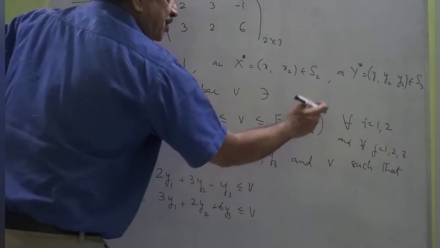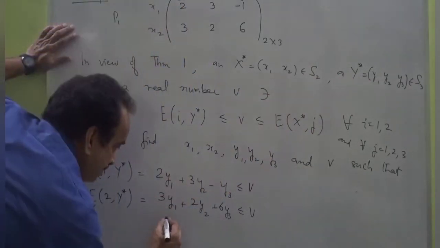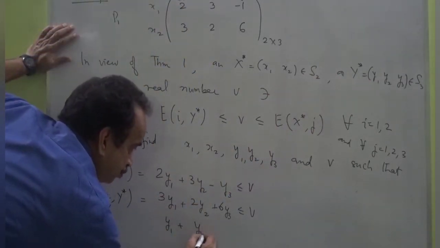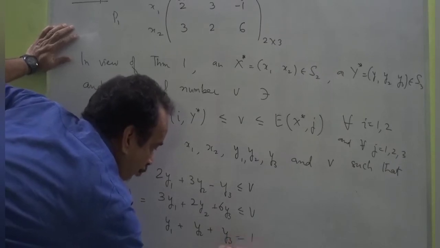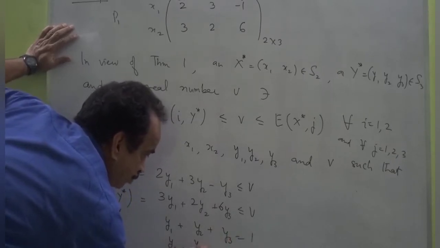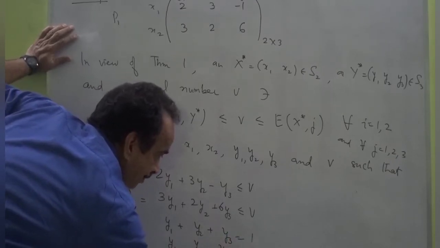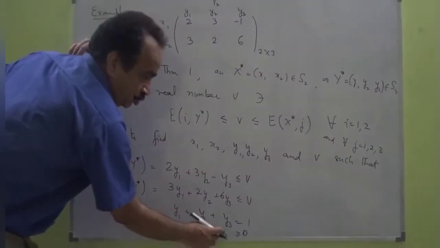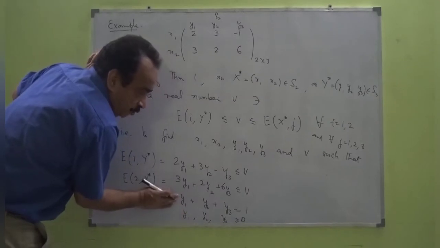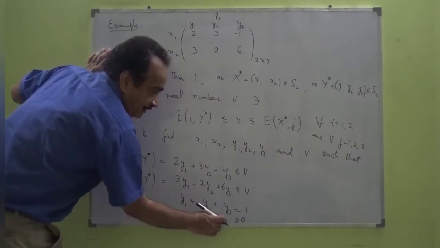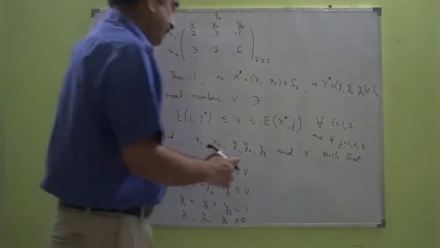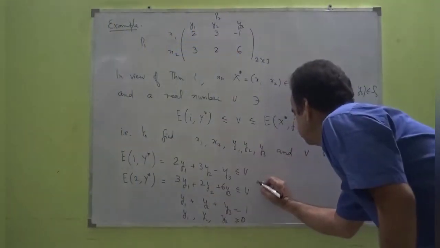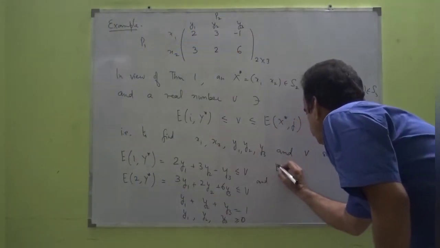Now this y star should belong to S3, so we must have y1 plus y2 plus y3 equal to 1, and y1, y2, y3, each of these should be non-negative because it belongs to S3. These are frequencies over here. Now their sum equal to 1 ensures that each of them will lie between 0 and 1.